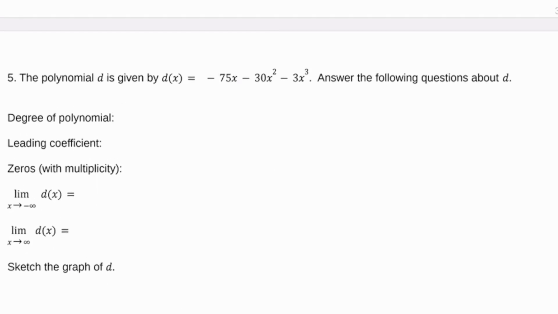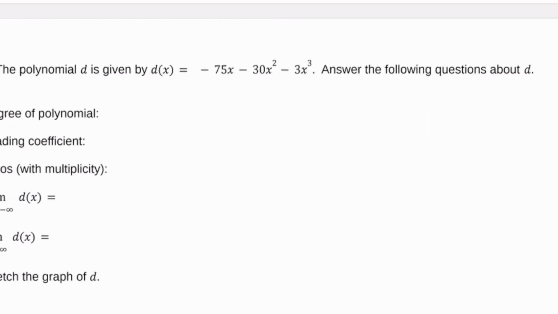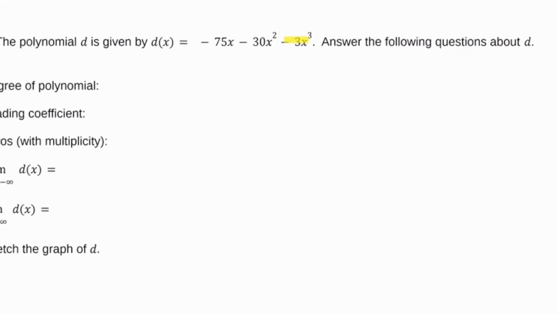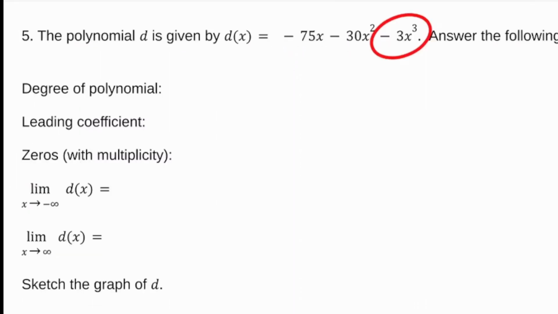Okay, it's going to ask about the degree and the leading coefficient. This is information we see from the high power term, right? This is negative 3x cubed. I want that term. From that high power term, we are going to see the degree, and that is the exponent, the 3. And then the leading coefficient will be the actual coefficient that we're multiplying by. That's going to be negative 3.